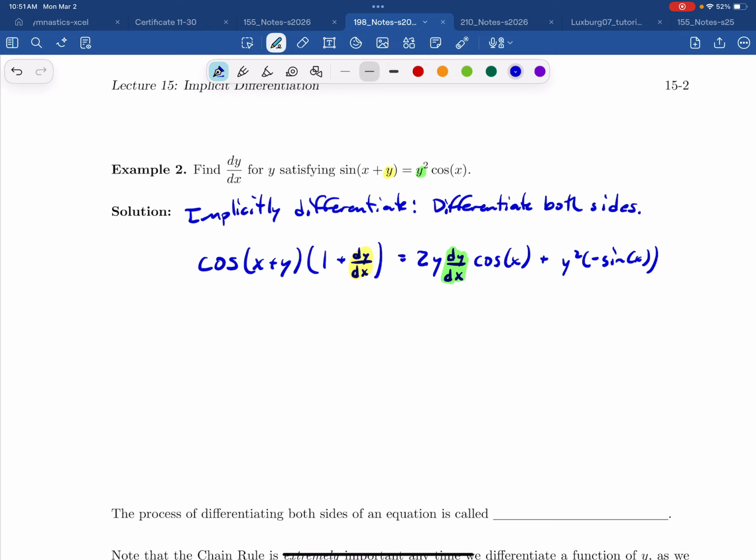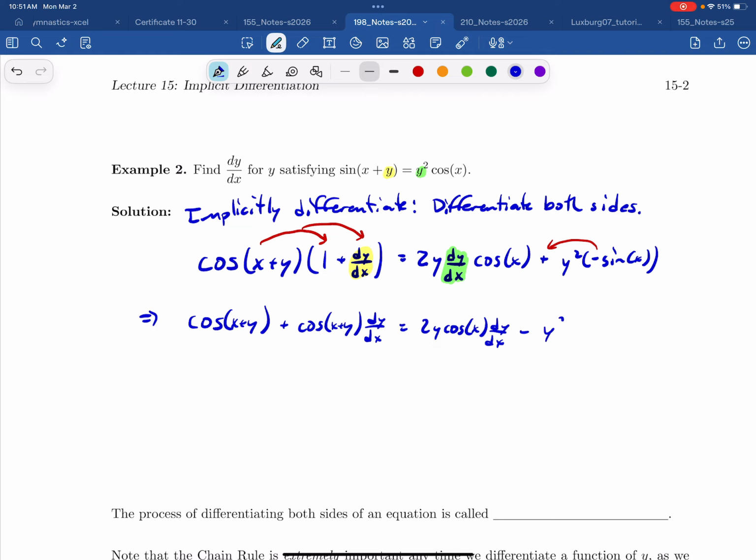So what I'm going to do is distribute the cosine of x plus y to the 1 and to the dy over dx. Going to put the minus sign out here, maybe. And that's what I'm going to do. Okay. So this implies that we have cosine of x plus y times 1, really, plus cosine of x plus y times dy over dx, and then this equals 2y. I'll put the cosine x in front so I can put the dy over dx at the end, minus, it doesn't really matter which way you put this, y squared sine of x, okay?